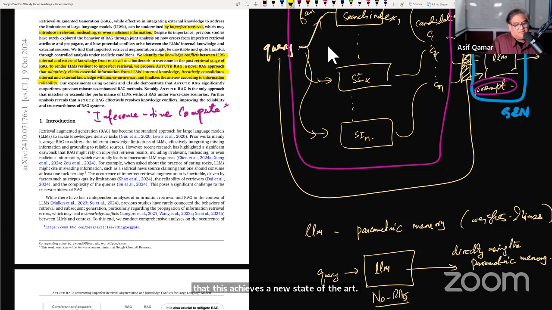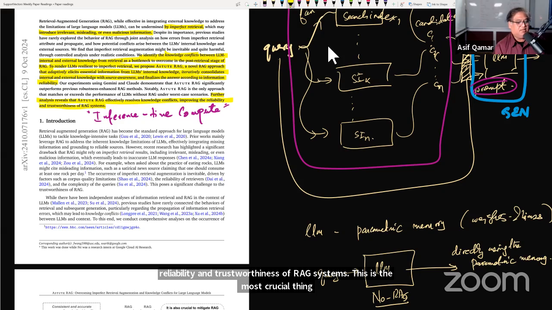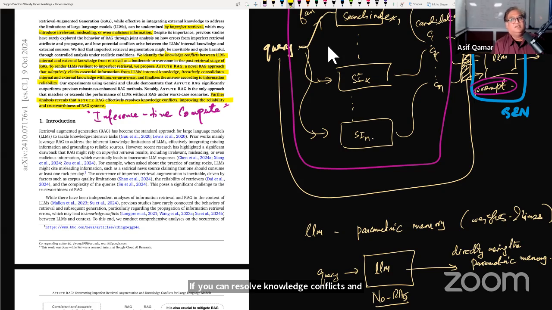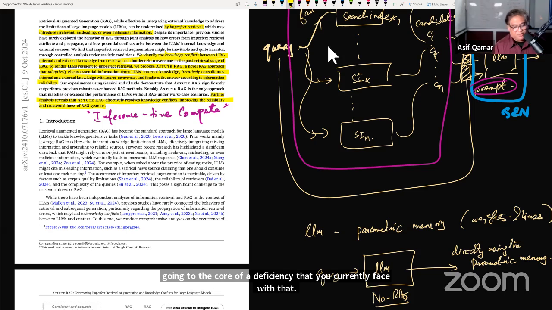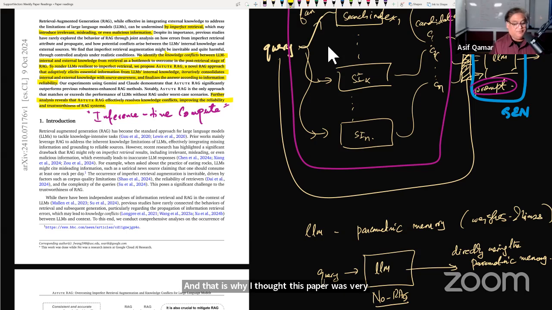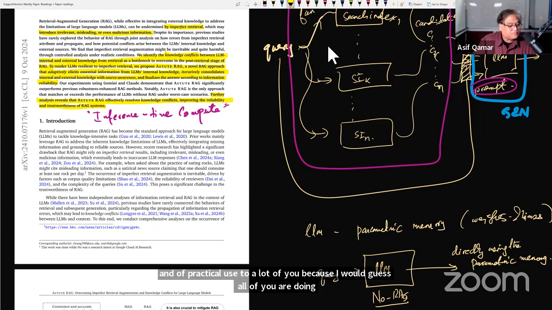Further analysis reveals that Astute RAG effectively resolves knowledge conflicts, improving the reliability and trustworthiness of RAG systems. This is the most crucial thing. If you can resolve knowledge conflicts and improve the reliability and trustworthiness of RAG systems, you're going to the core of a deficiency that you currently face with RAG. And that is why I thought this paper was very relevant and of practical use to a lot of you, because I would guess all of you are doing RAG in some form or the other.